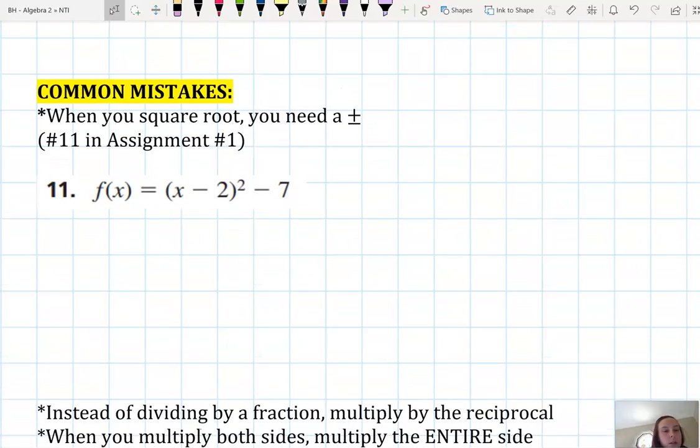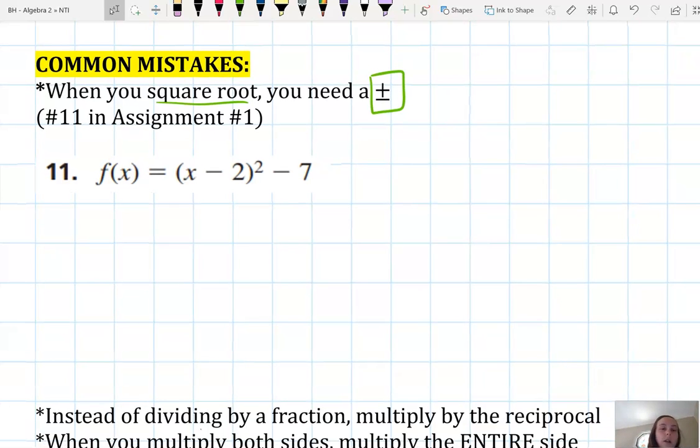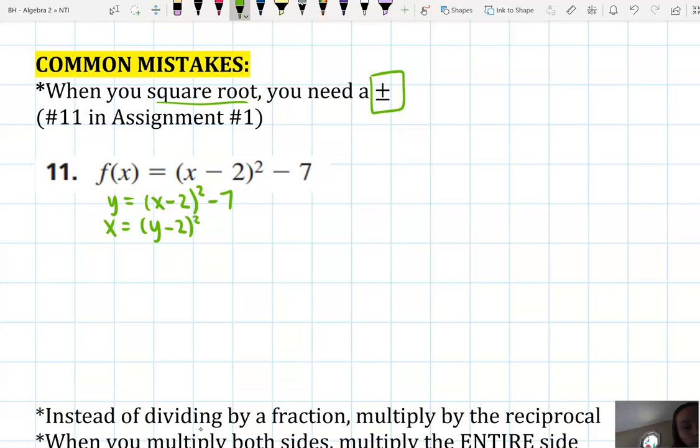Okay. So some common mistakes from assignment 1, which was finding an inverse function. The first one: when you take a square root, you need to make sure you take the plus and minus. Let's see what that looks like. I'm going to go through number 11 from assignment number 1. The first step is to replace f of x with y, and then switch your variables. Now you're just going to solve for y. So I need to add 7 to both sides.